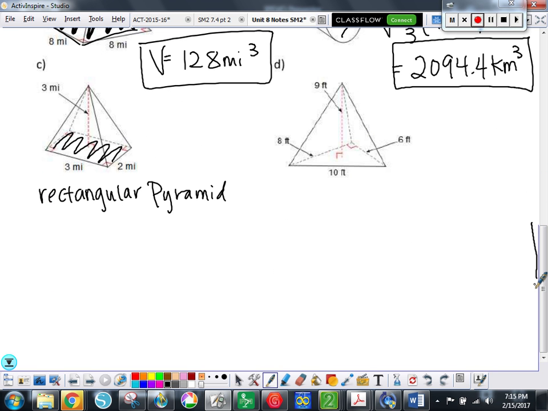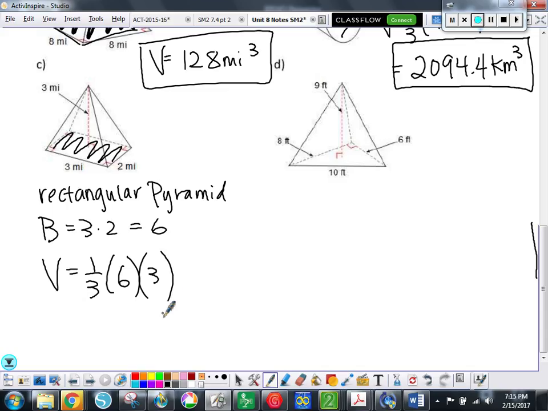So rectangular pyramid. The base area, the base of a rectangle, is just length times width. So you get 6. The formula for the volume is going to be 1/3 times the base area times the height, in this case 3. So your volume, those actually cancel. Your volume is 6 miles cubed. That's big.